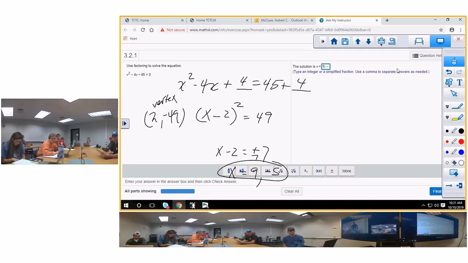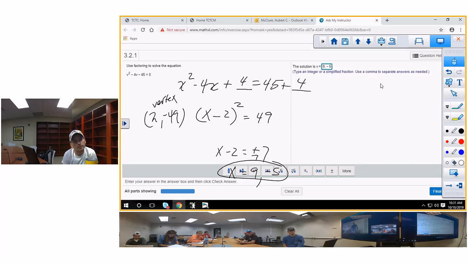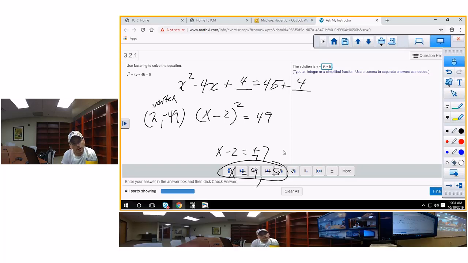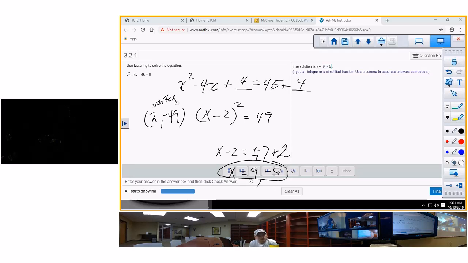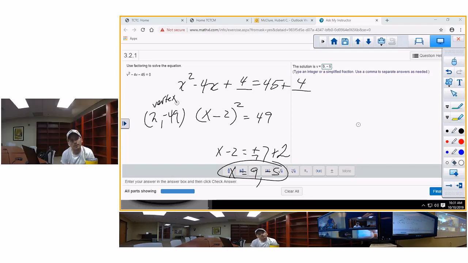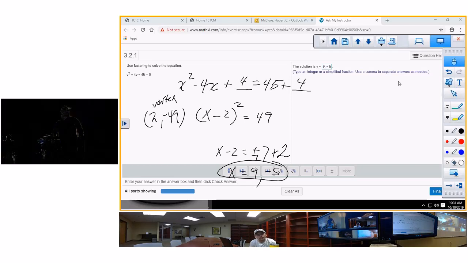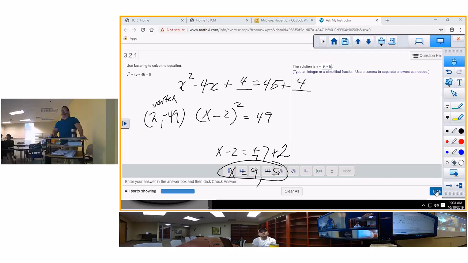Okay, so if it's negative 2 minus 7, it'd be negative 9. But plus over here, when you bring this over, that'd be plus 9, plus 2. What's 7 plus 2? 9. What's negative 7 plus 2? Oh, negative 5. Okay, there you go. That makes more sense now. Now it says use a comma. Let's see if I typed it in right.